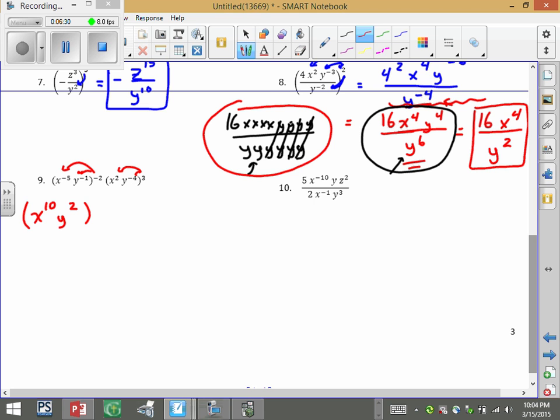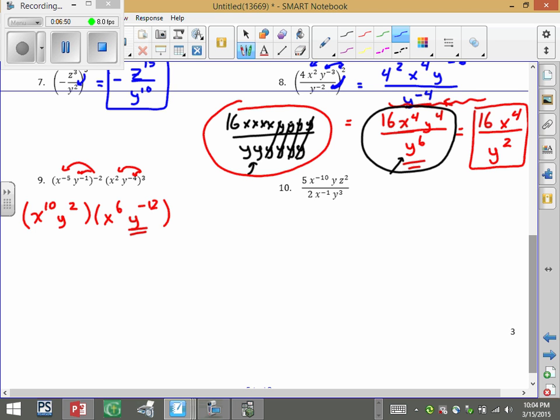Now we quote-unquote distribute this 3. 2 times 3 is 6. -4 times 3 is -12. So there's the first step. Now let's start putting these together as best we can. This -12 should go in the denominator.